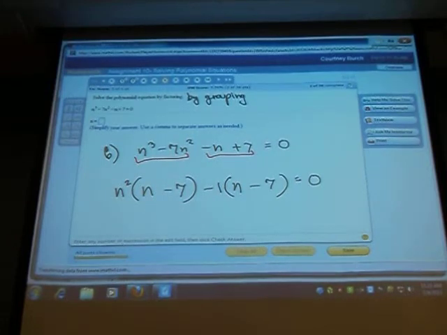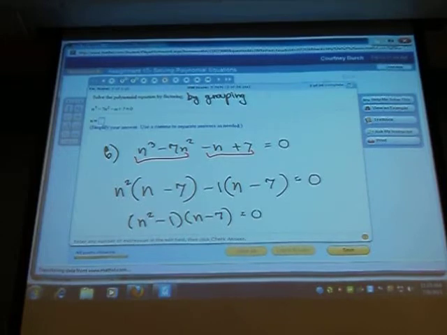Okay, and then how would this factor down to my next step? I'd have n squared minus 1 in front, and then n minus 7. Oh, I remember this now. Now, can I go any further with this? n squared minus 1 is, again, a difference of squares. So that would factor to n plus 1 times n minus 1.